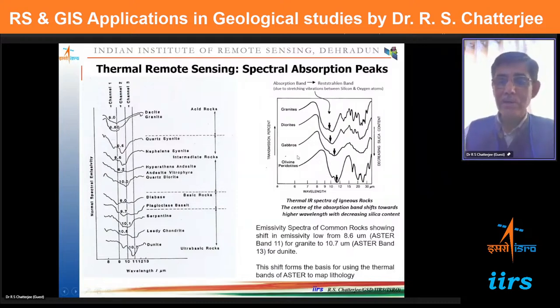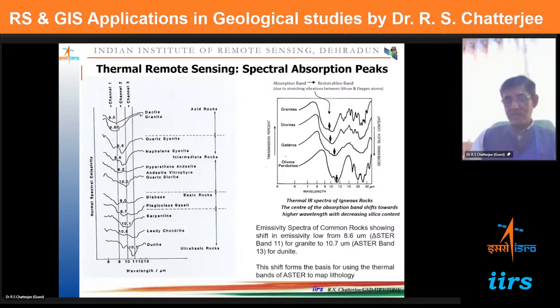For example, in case of your granites, diorites, gabbros, olivine peridotites, that is, starting from the acidic rocks, then intermediate rocks, then basic rocks and ultrabasic rocks, you see the absorption peak shifts from 8.6 micrometer, where the silica-rich rocks, where the free silica or quartz minerals are available, corresponding to ASTER band 11 for granite. And in case of ultrabasic, it goes to 10.7 micrometer, the same absorption peak. In one case where it is silica rich, 8.6, and where it is silica deficient, it is 10.7. So these are your absorption peak locations. From that you can identify what kind of rocks broadly it is. And this band is known as the Reststrahlen band.